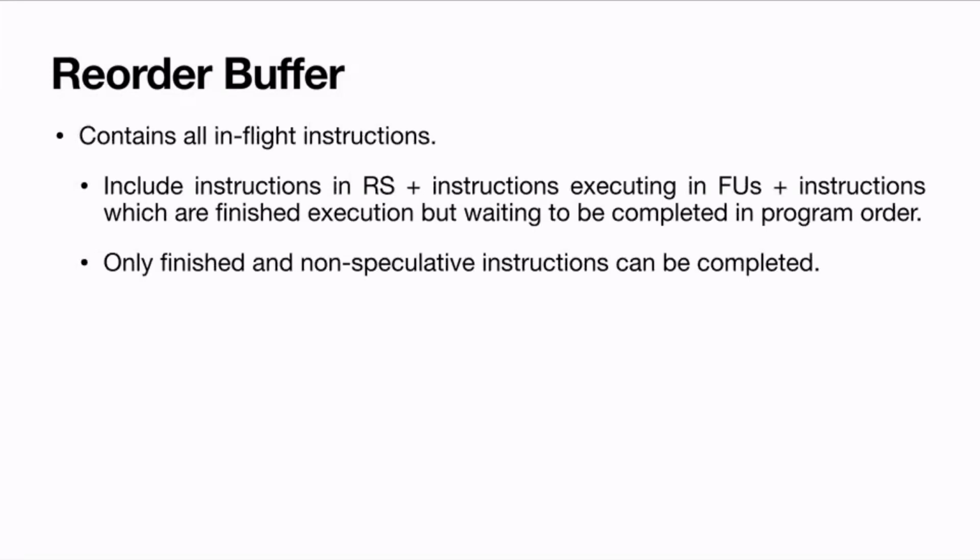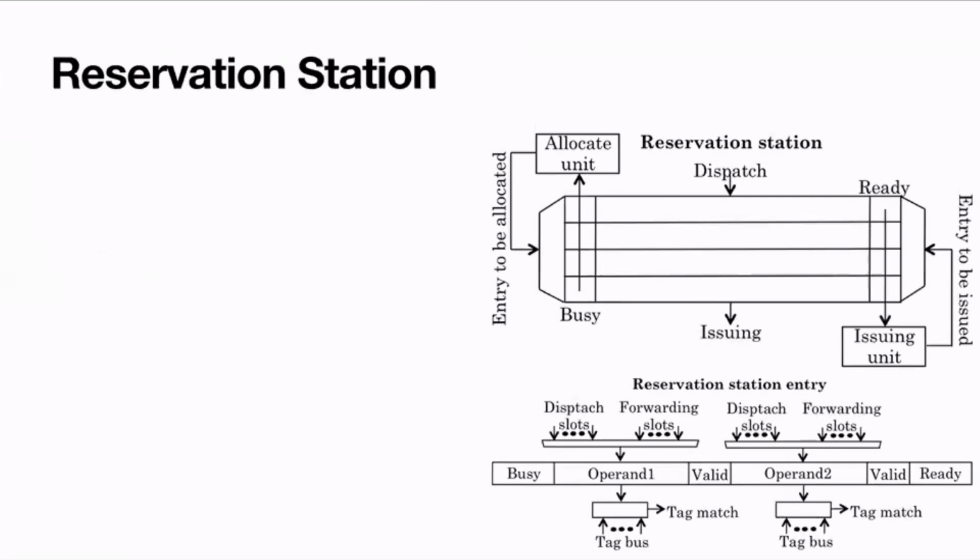It contains all the in-flight instructions. In-flight instructions are nothing but the instructions which are dispatched and not yet committed. That means any instruction in the pipeline after dispatch till the end of the execution will be called an in-flight instruction. And when we dispatch, what are we doing? We are making an entry in the reservation station, right? Because if you see previously, the allocate unit, whenever we are dispatching an instruction, identifies a free entry in the reservation station and allocates an entry.